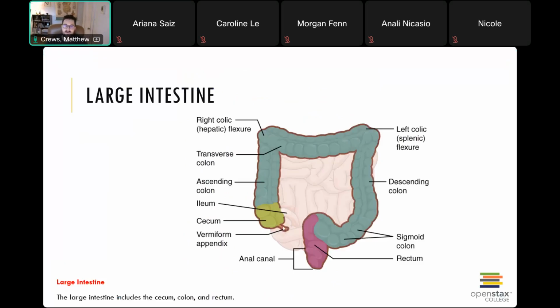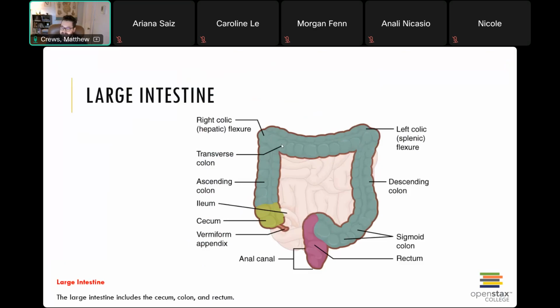I have less to say about the rest of the intestine. Okay, so we've got the appendix, we've got the cecum. The colon is broken down into three parts. Okay, so there's the ascending, sorry, four parts. There's the ascending colon, there's the transverse colon, and the descending colon, and then the sigmoid colon right here.